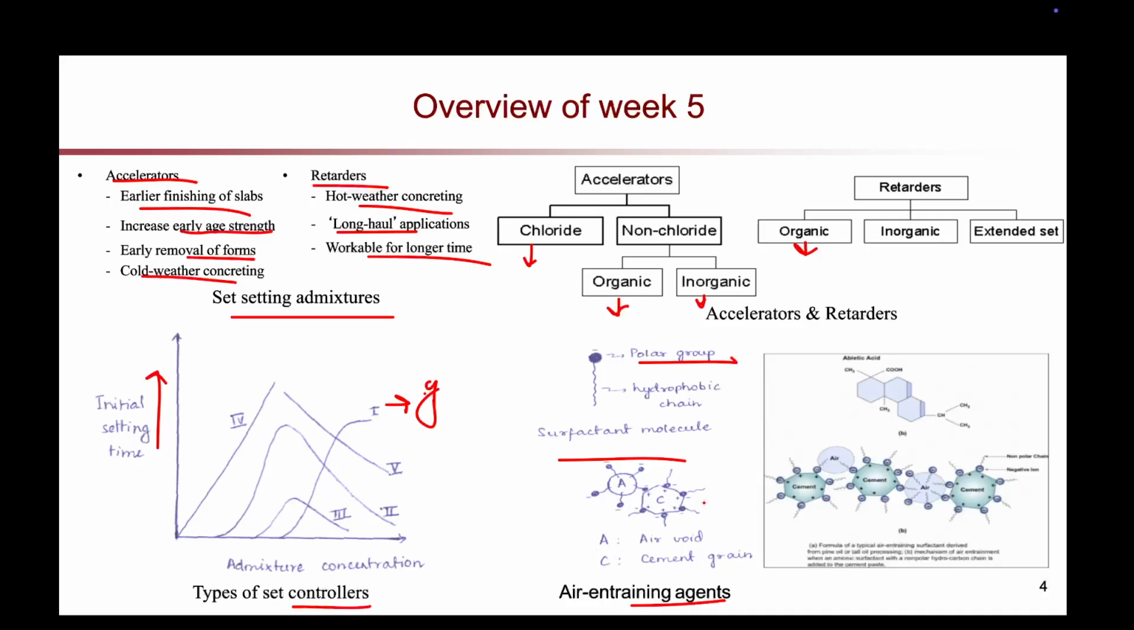Okay, in that case, if there is any air void, your side chain will get attracted to your air void, and your polar group will be on the other side. So in this way it will create some air gaps inside the cement paste. This air gap will be there as air bubbles inside your concrete, which will help your concrete prevent freeze and thaw cracks. Okay, that is how air entraining admixtures work.